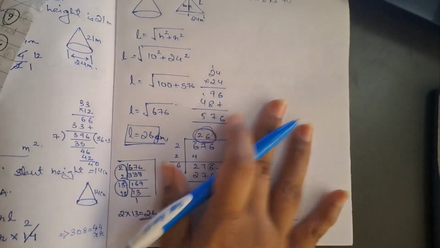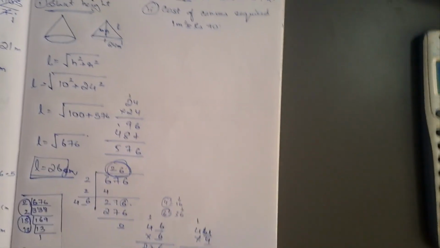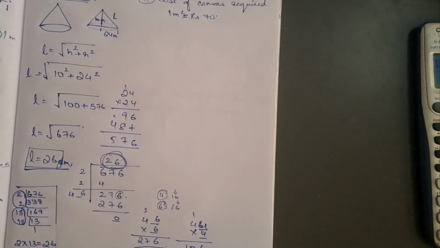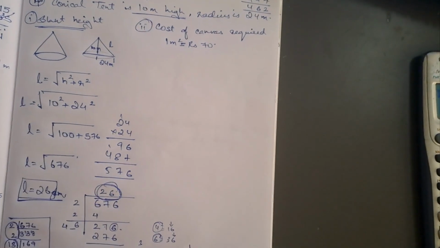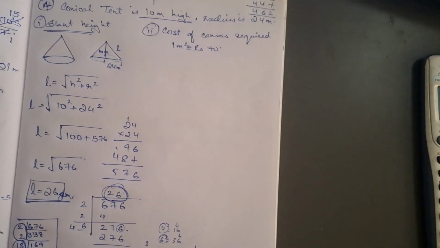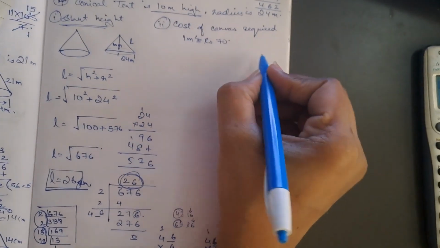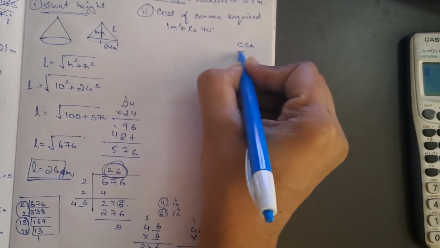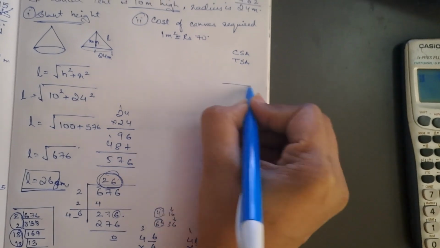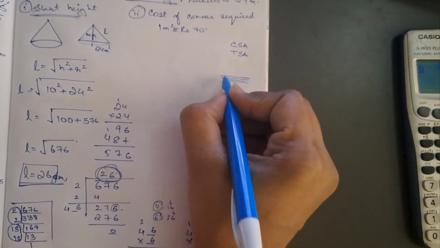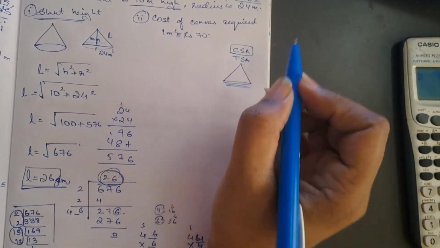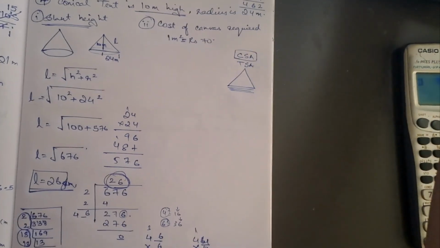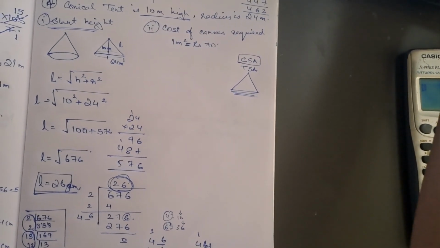Meters, not centimeters. Okay. Then they say, calculate the cost of canvas required to make a tent. When I'm making a tent, do I need to calculate the CSA or the TSA? Because my tent will not have the floor, isn't it? It will just have the conical part. So the conical part means I have to calculate the CSA for this one.